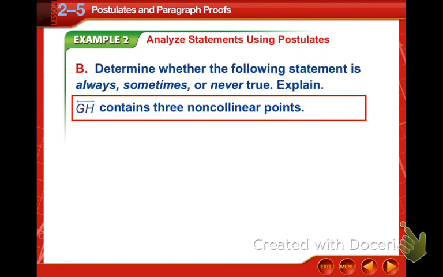Here's our next one. Same concept. Always, sometimes, never true. Line GH contains 3 non-collinear points. Non-collinear, by definition, means that they are not in the same line. And so we're saying a line contains 3 points that aren't on the line. That doesn't make any sense. So this is never true. And of course our reasoning is that the definition of non-collinear tells us that they can't be on the same line.